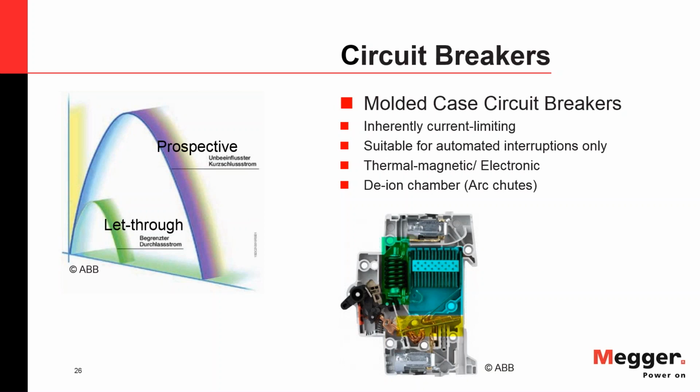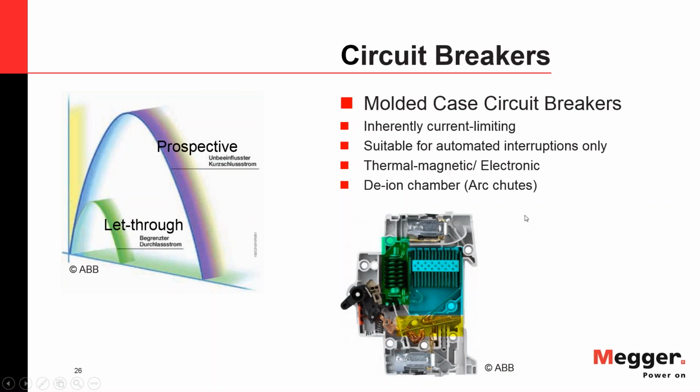Molded case circuit breakers are typically thermomagnetic, nowadays also with electronic trip units. Thermomagnetic means, as you can see in that picture on the bottom, the green portion is the magnetic part. It's a CT that is there to sense the high currents, and the yellow part is a bimetal component, and that bimetal takes care of the lower, more of an overload type fault.